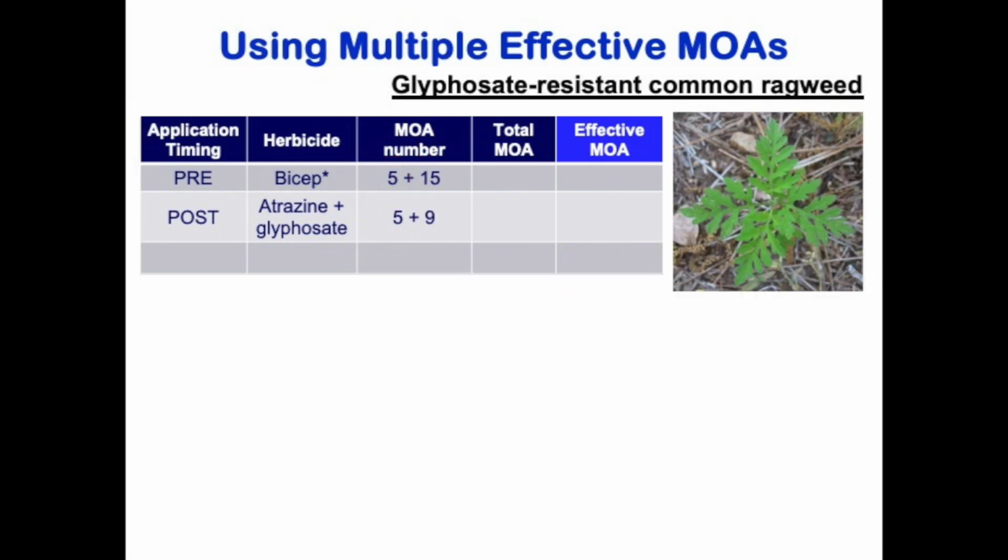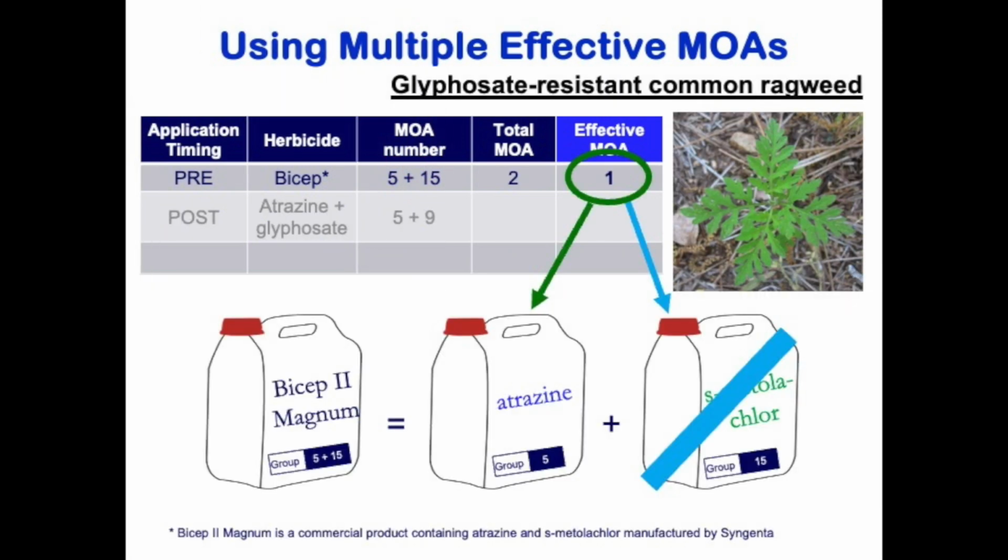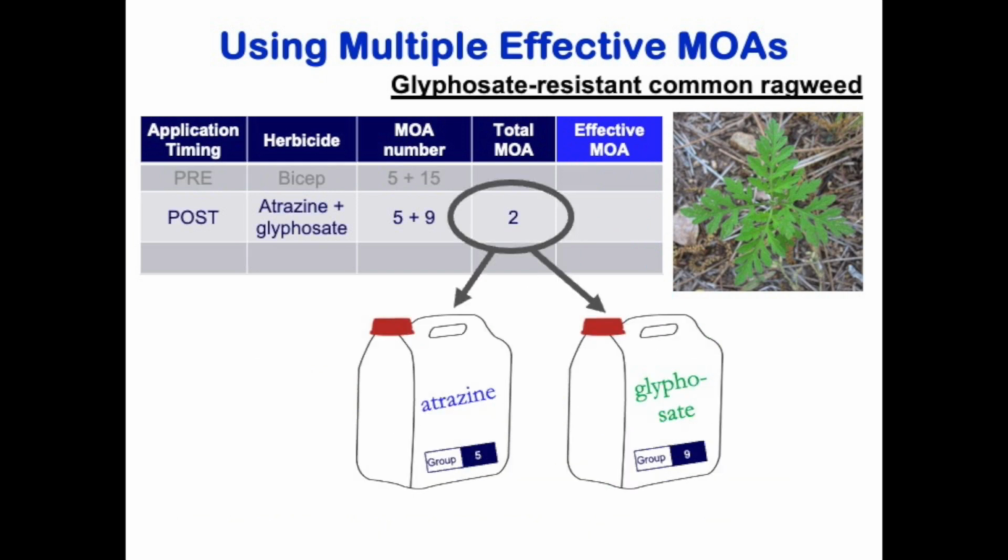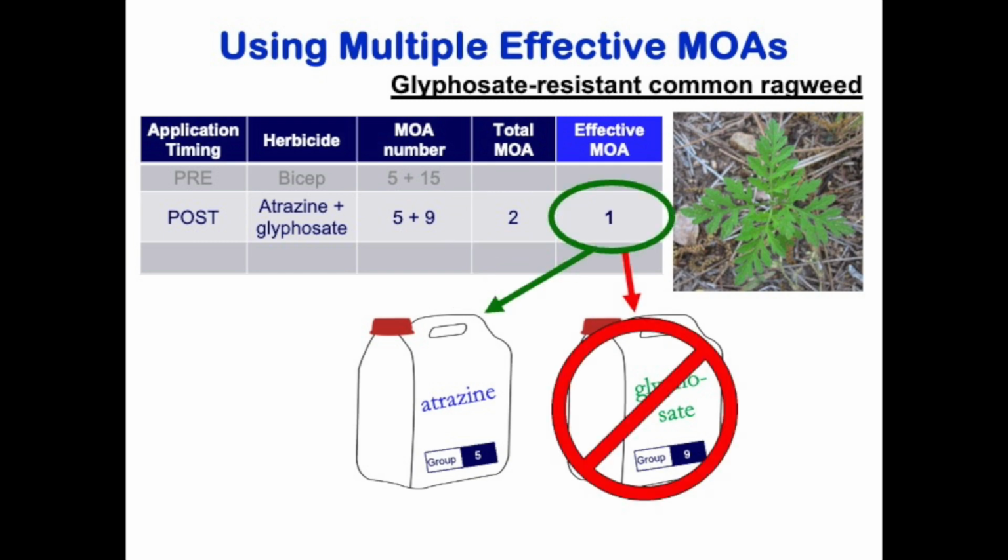Let us look at this from the standpoint of glyphosate-resistant common ragweed. Again, our pre-emergence herbicide is Bicep II Magnum, 2 modes of action, but only one effective mode of action because of the poor control from S-metolachlor. In our post-emergence application, again, we're using 2 modes of action, a group 5 and a group 9 herbicide. But because glyphosate is not effective on this biotype, we only have one effective mode of action.